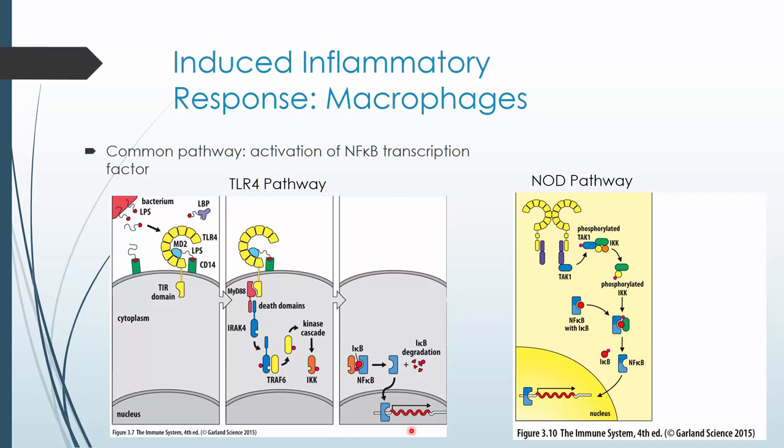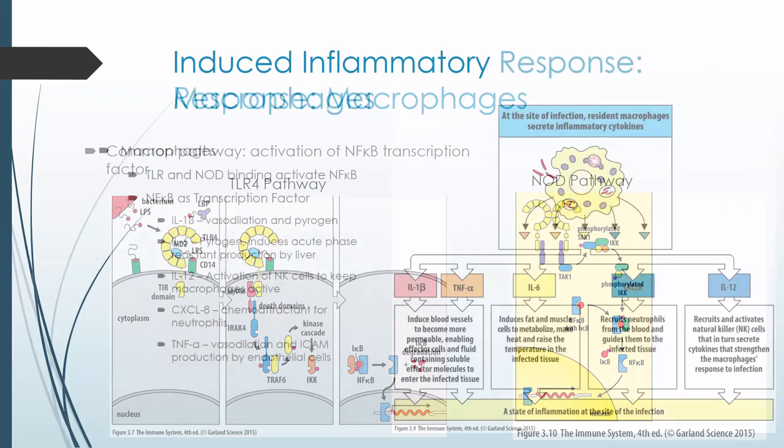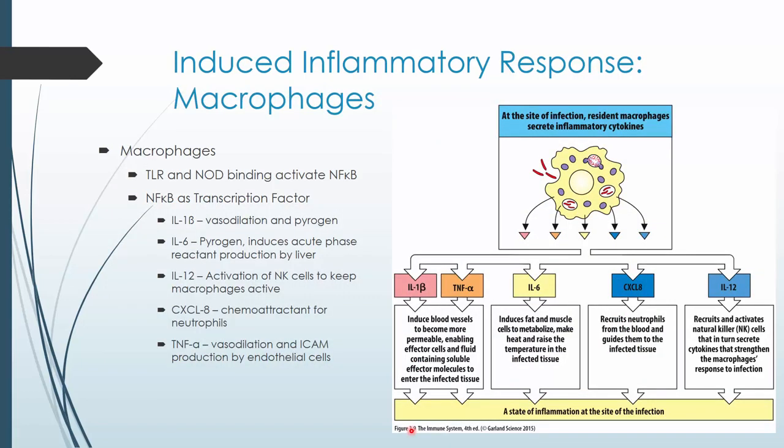So let's talk about, so what? What do we get from NF-kappa B? Well, we get a lot of inflammatory proteins. This is a list of them. It's kind of like word vomit. So we're just going to cover a couple that I think are really important. IL-6 is a pyrogen. It induces fever, but it also induces acute phase reactant production by the liver. We're going to talk about this later, but acute phase reactants are really important.